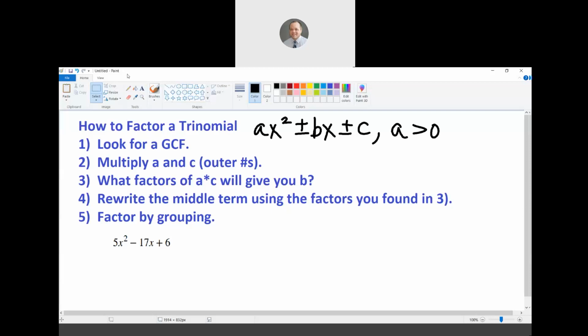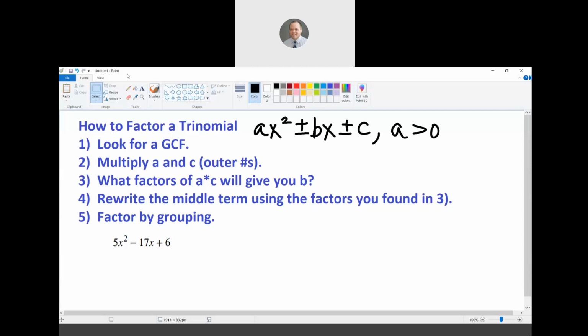Here are the steps on how to factor a trinomial. Step 1, and this applies to all factoring, even if you're factoring a binomial or four-term polynomial, always look for a GCF. If there is a GCF, take it out of all three terms before you go to step 2. If there's no GCF, then proceed immediately to step 2.